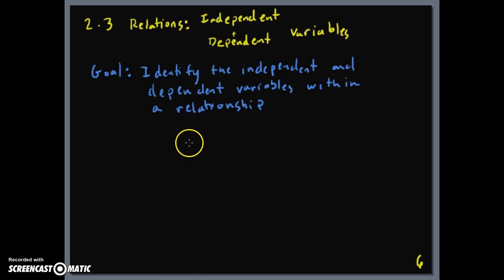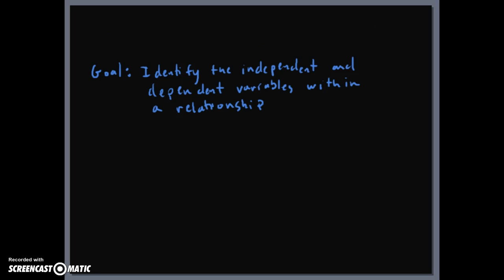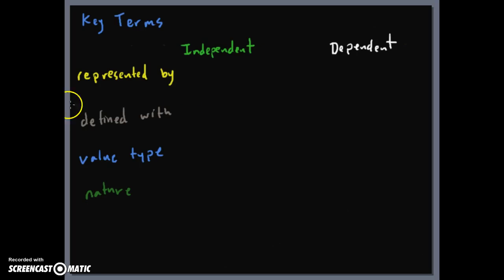So today's goal is to identify the independent and the dependent variables within a relationship. And they look different, and sometimes they're easy to identify, sometimes they're a little bit more challenging to identify. So our goal is to be able to identify them in pretty much any relationship. Just a couple key terms today. Obviously, independent and dependent.